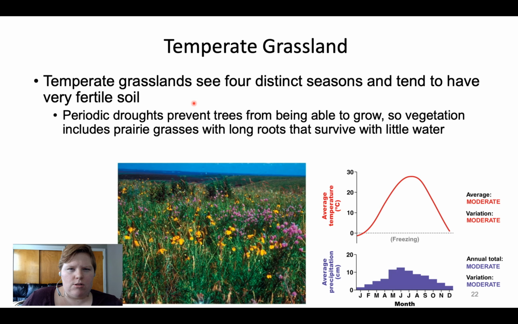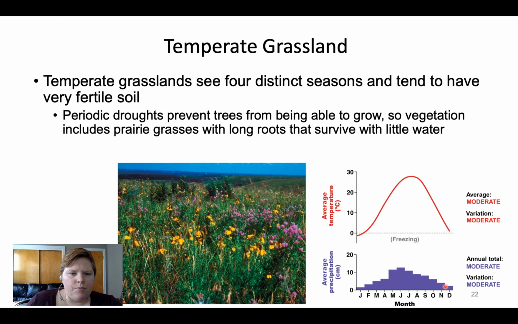A lot of times their roots are able to go really deep, so they can take advantage of the water table when there's not enough rainfall. So temperatures can range from below freezing to 80, 90 plus degrees. And then we see a wide range of rainfall throughout the year.